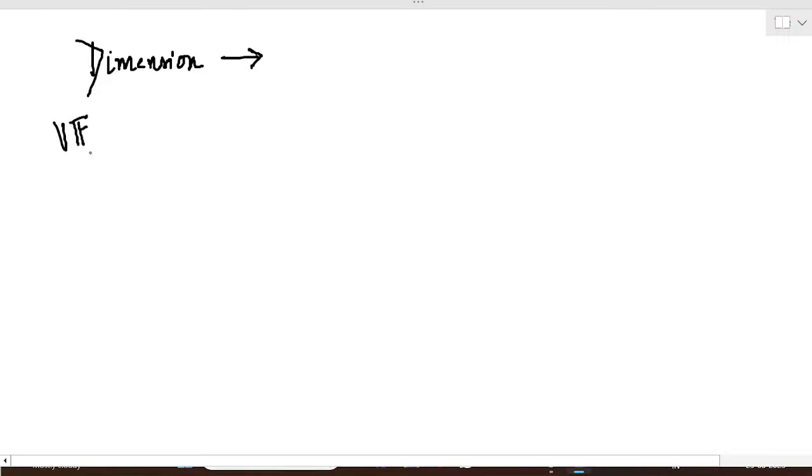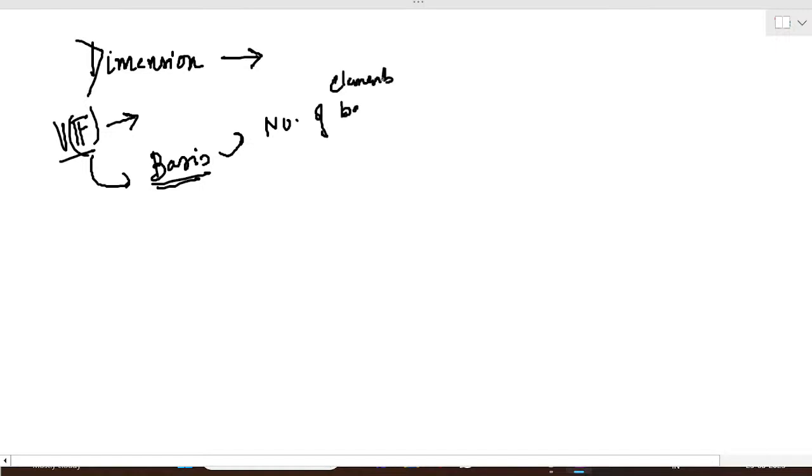Let's say V forms a vector space over a field F. A basis after all is a set of linearly independent vectors with which you can span the entire V, right? So the number of elements in a basis forms the dimension of V.